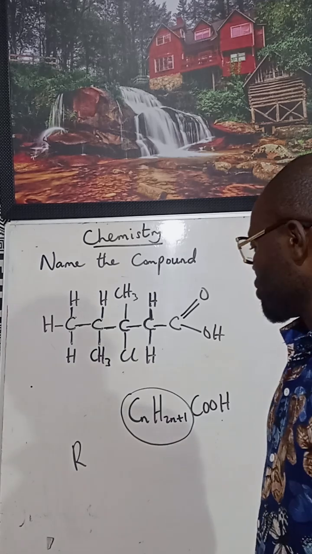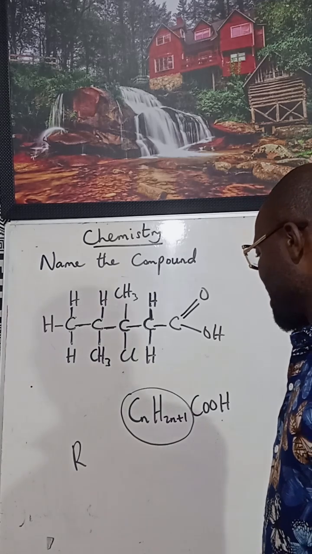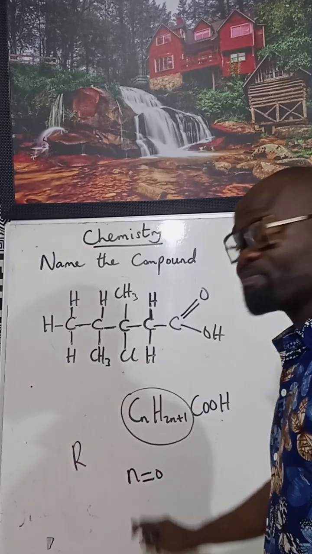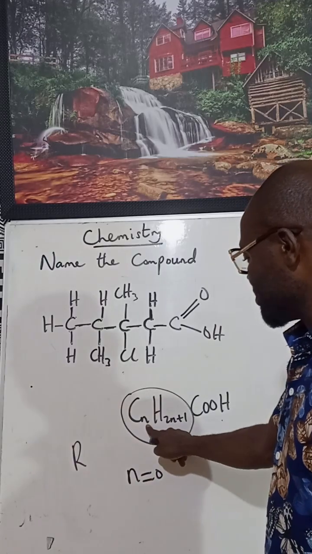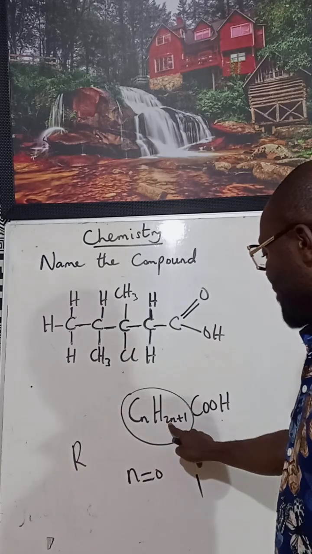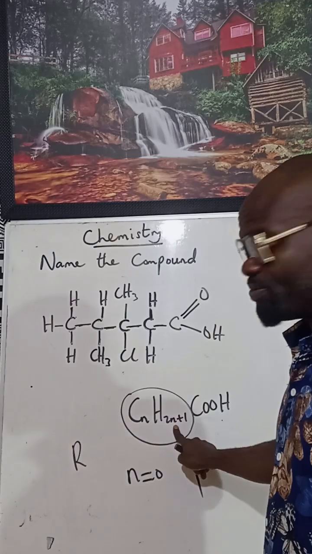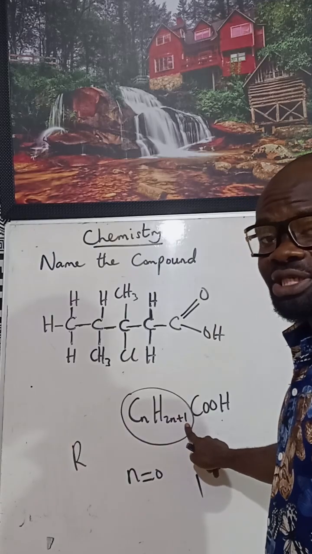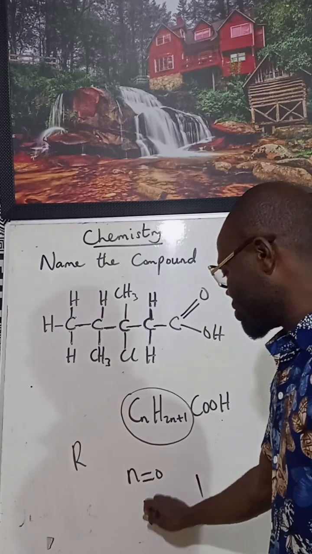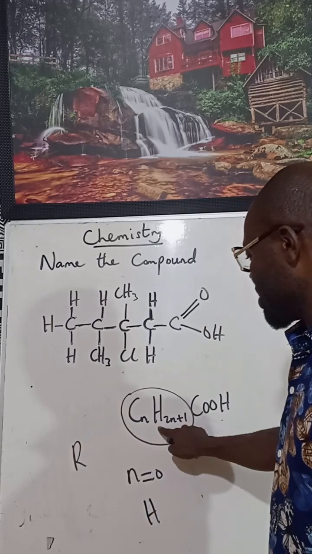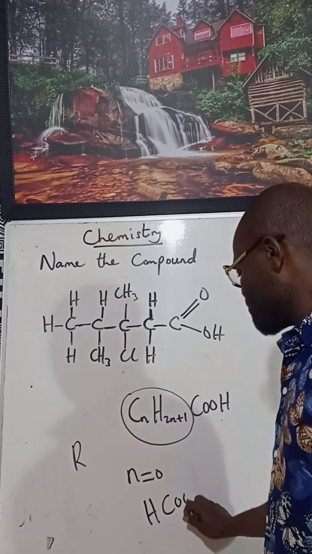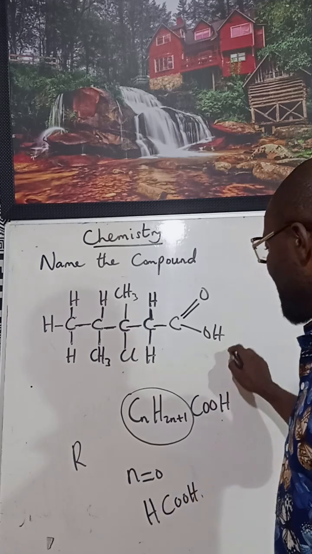Hope you understand now. So if I put my n as 0, for an example, mathematically, then I'm going to have C0 taken as 1. Then I have 2 times 0 is 0. 0 plus 1 is 1. So that's H1, and H1 is H. Then HCOOH.